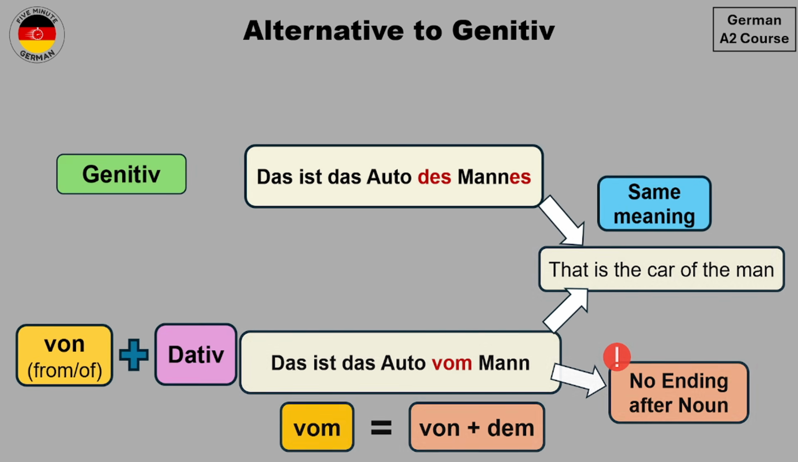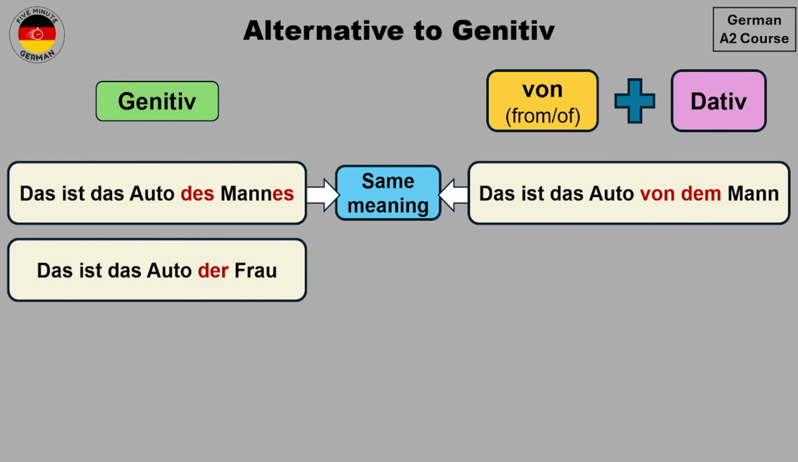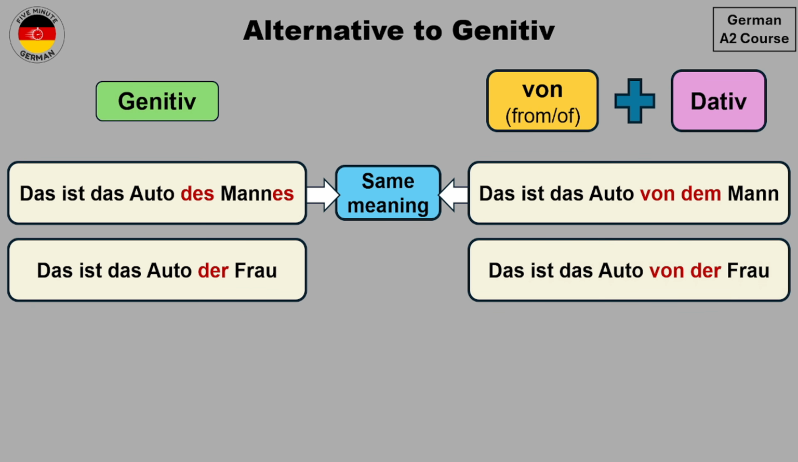Now let's take a look at some more examples. We saw the sentence "Das ist das Auto der Frau" in genitive. This can be written with von as "Das ist das Auto von der Frau," which also means that is the car of the woman. We have used der over here because it is the bestimmte Artikel in dative for feminine nouns. And both of these sentences have the same meaning.